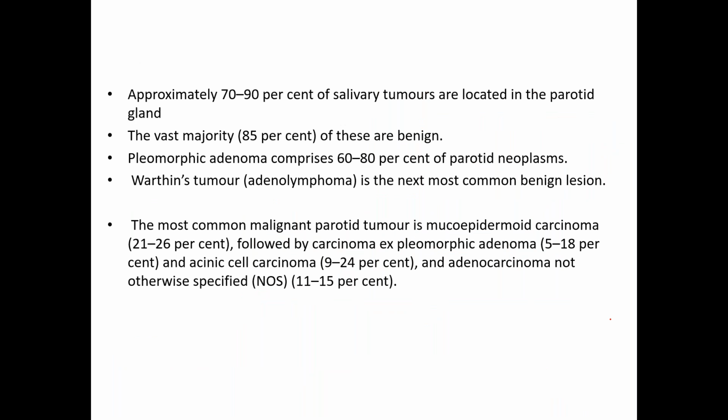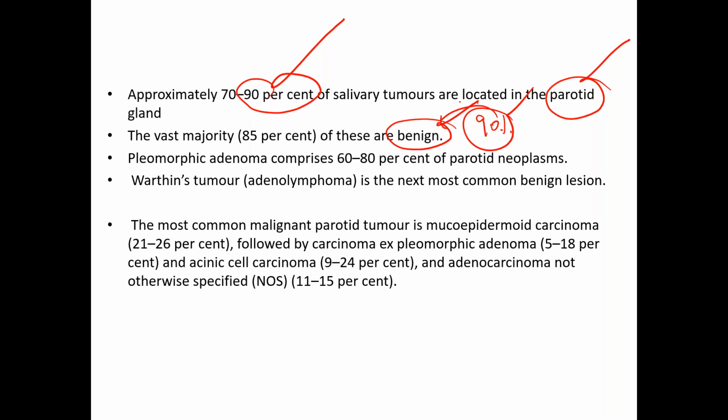Coming to tumors per se, 90% of the tumors of salivary glands occur in the parotid gland. And almost 85% to 90% are in the parotid gland, and they are mostly benign, as you know. Among them, 80% of the tumors are pleomorphic adenoma only. So number one position is pleomorphic adenoma of the parotid especially.